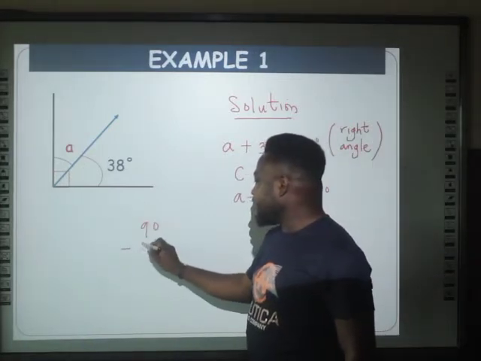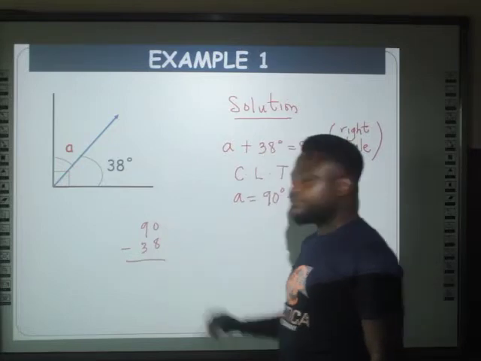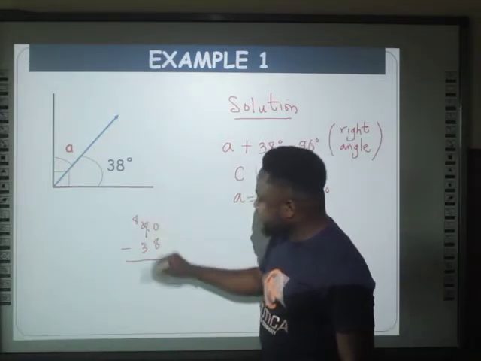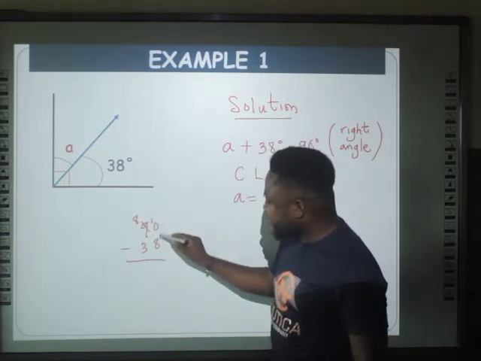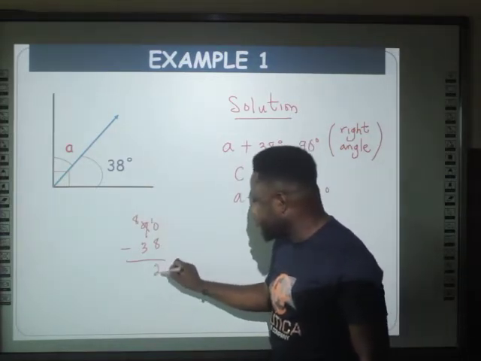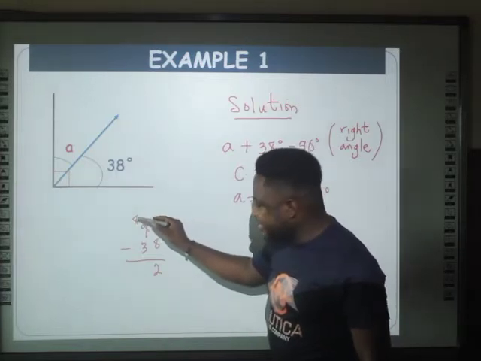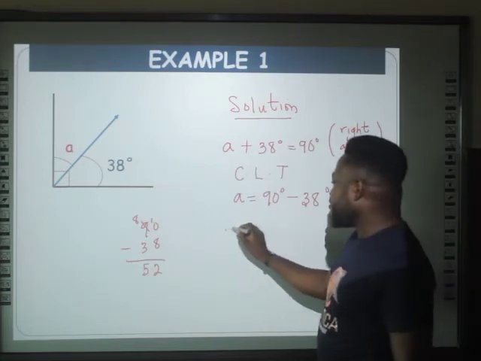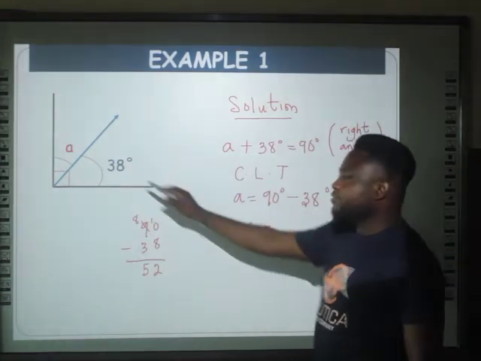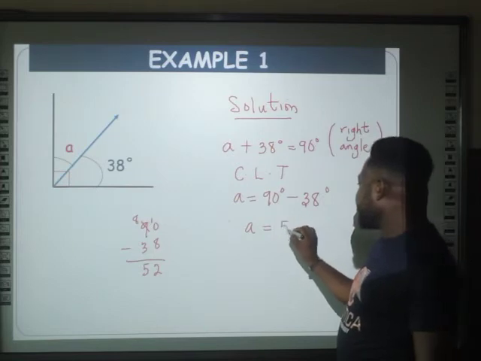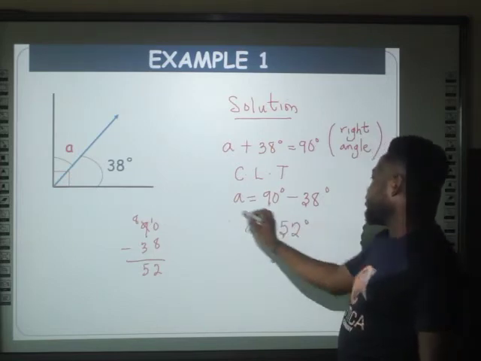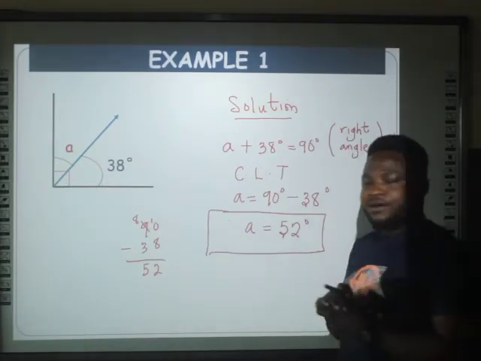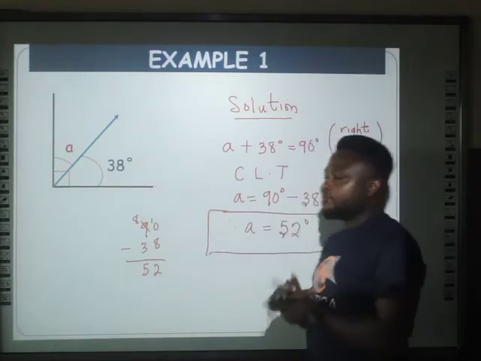So you decide to work this out. 90 minus 38. Of course, you borrow 1 from 9, you'll be left with 8. You place the 1 here, it becomes 10. 10 minus 8 will give you 2. Now you have 8 left here. 8 minus 3 will give you 5. So, therefore, A, the missing angle here, is going to be 52 degrees. The answer here is going to be 52 degrees. That's going to be our value of A, the missing angle.